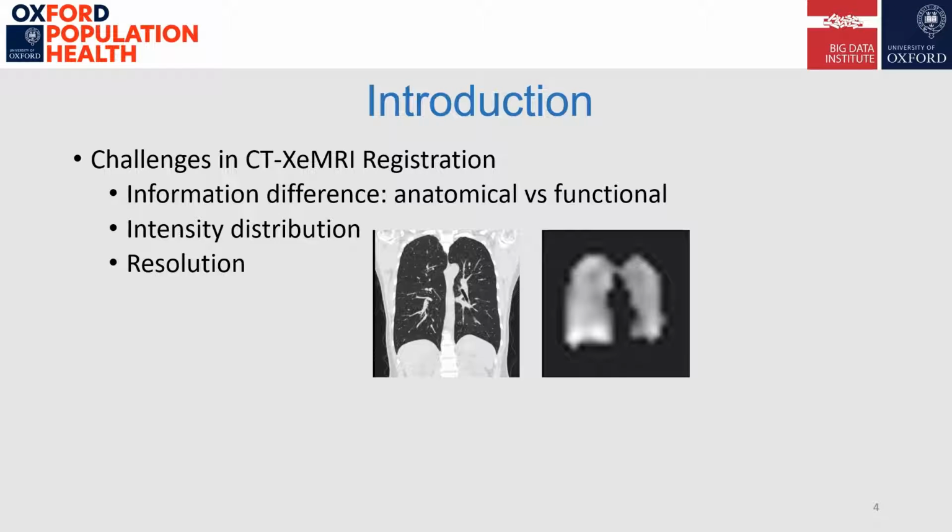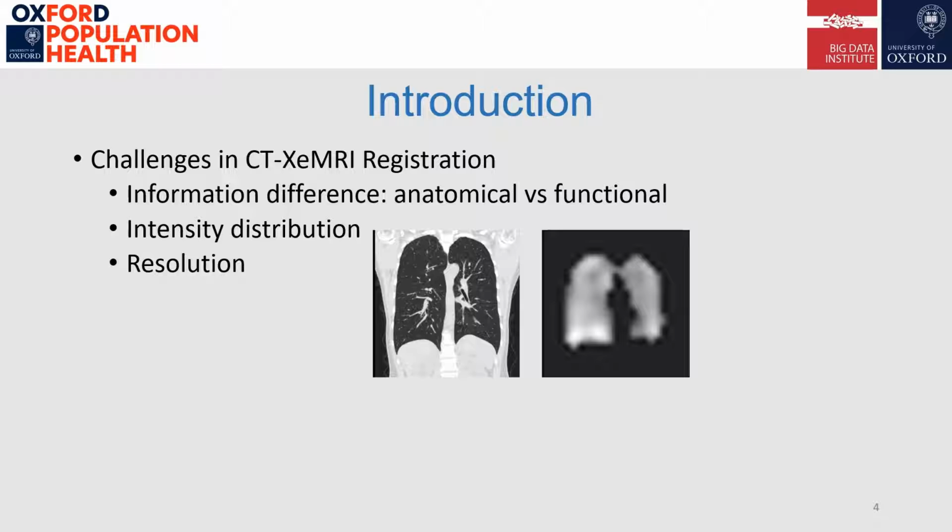This brings us to the core of our study. The main challenge in CT and xenon MRI registration arises from differences in intensity distribution and resolution, as shown in this figure. Additionally, as a functional image modality, xenon lacks anatomical details, which many existing registration methods rely on.